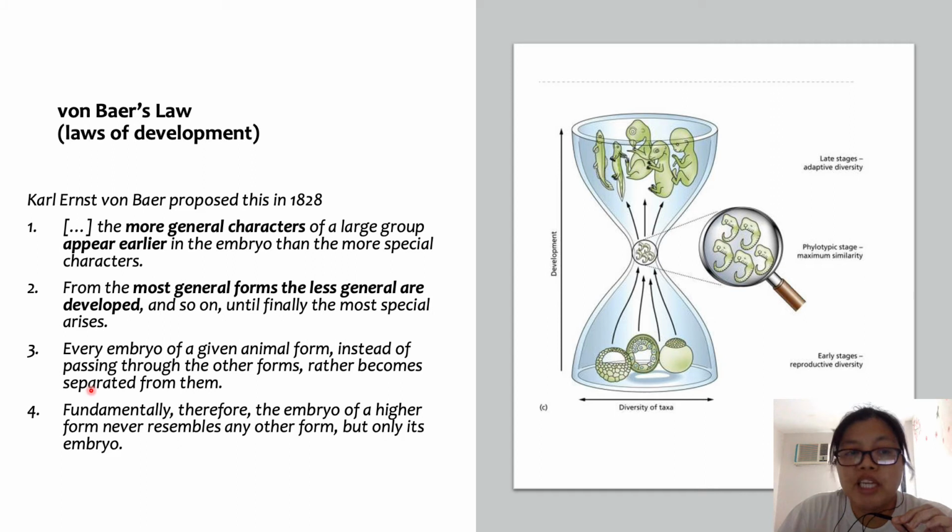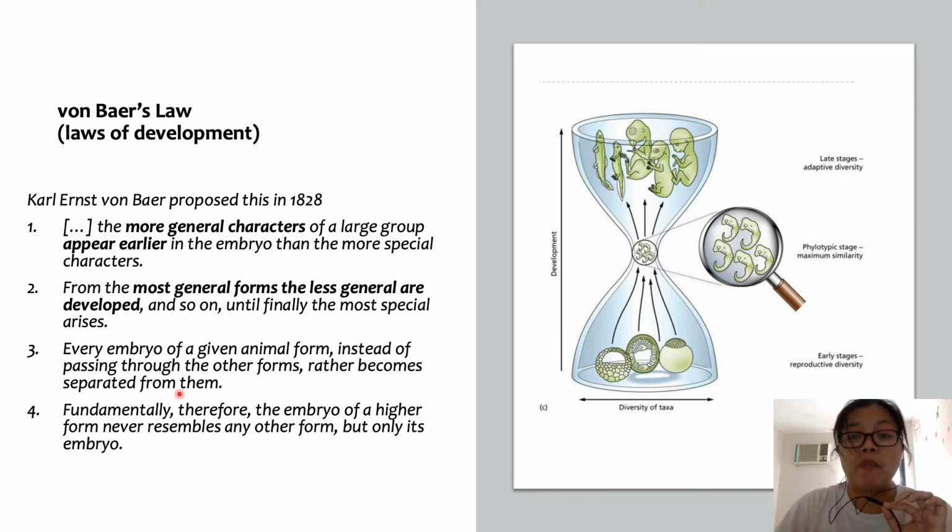Number 3, every embryo of a given animal form, instead of passing through the other forms, rather becomes separated from them. So this means animals from different species start out similar and become dissimilar from one another as ontogeny proceeds, or as the development of the embryo proceeds. As an example, the embryos of the fish, the human, and chicks all look similar to each other in the earlier stage of their development. But as they grow or develop more, they look increasingly different from each other. The embryo of one species never resembled the adult of the other species.